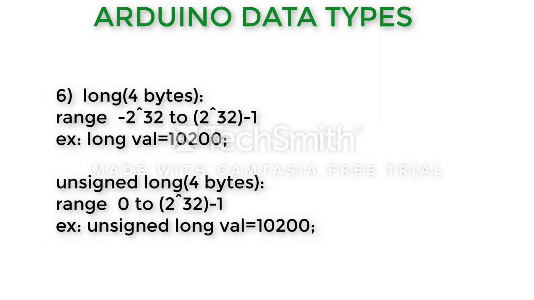Number 6. Long. The data type long is of 4 bytes of memory space and its range is from -2 power 32 to +2 power 32 minus 1. For example, consider the value val declared as a data type long with the value 10200. The unsigned long is also of 4 bytes which stores only positive values and its range is from 0 to +2 power 32 minus 1. For example, consider an unsigned long variable val of value 10200. The long and unsigned long are the data types, which are basically the extended sized version of the integers.